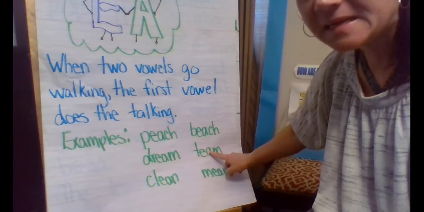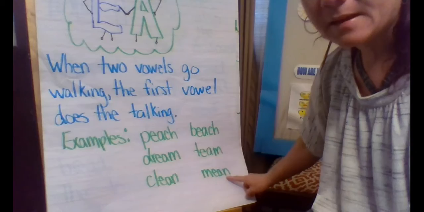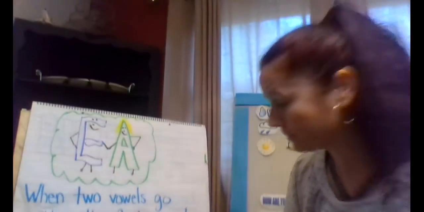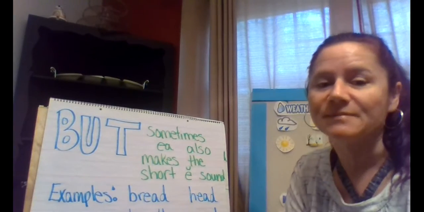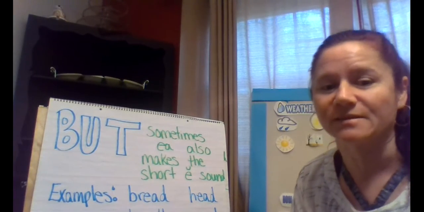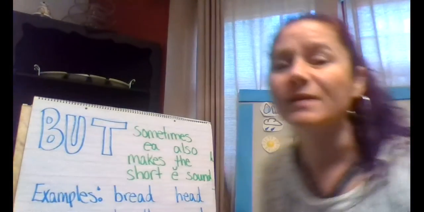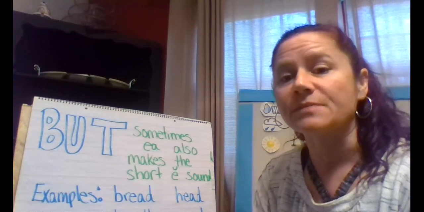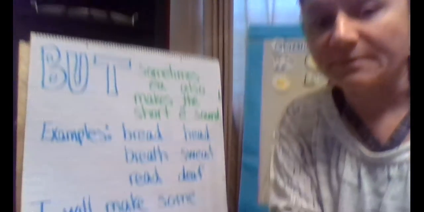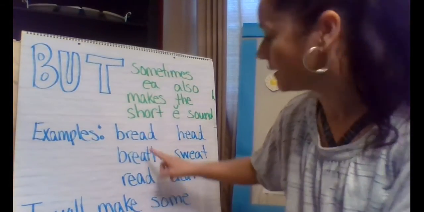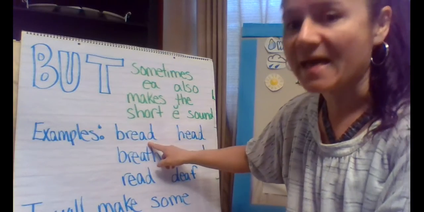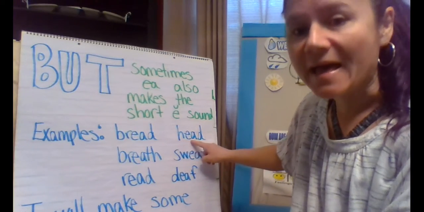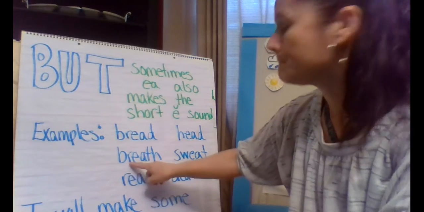Dream, team, clean, mean. However, there is an exception to this rule. And you're going to see a big but. Sometimes EA also makes the short E sound. So this is a little tricky, boys and girls. So when you're reading, you're going to have to decide, is it a long E sound? Or does it make a short E sound? So let's take a look at some examples when it doesn't really do the talking. Look at this. Bread. Ed. You hear that short E sound. Breath.